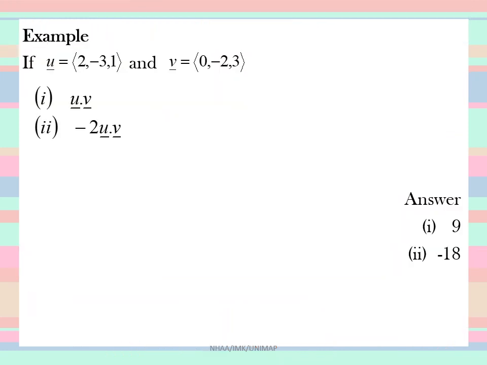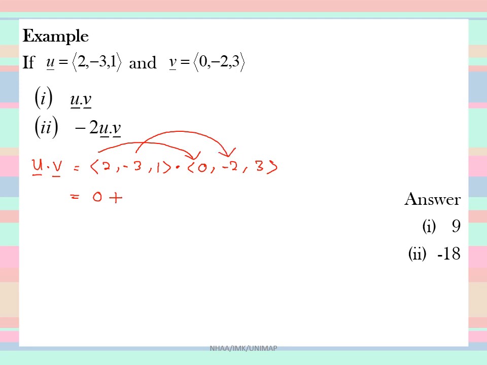Okay, so let us look at the example here. Number 1, we need to find u dot v. So u dot v is equivalent to (2, minus 3, 1) dot (0, minus 2, 3). So 2 multiplied with 0 gives you 0, plus minus 3 times minus 2 gives you 6, plus 1 multiplied with 3 is 3, so the answer is 9.